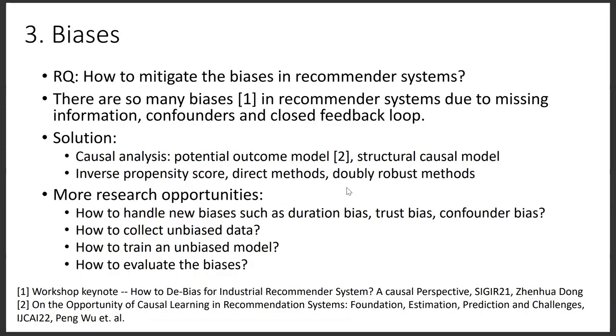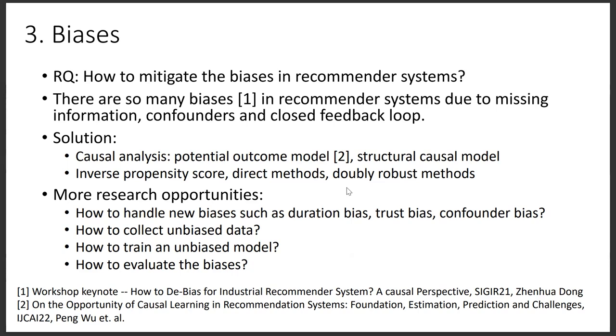The third challenge is bias. In recommendation systems, we have so many biases: position bias, exposure bias, user self-selection bias, previous model selection bias, duration bias, and so on. The biases come from the missing information I just talked about, the confounders, and the fact that the recommendation system is a closed feedback loop.